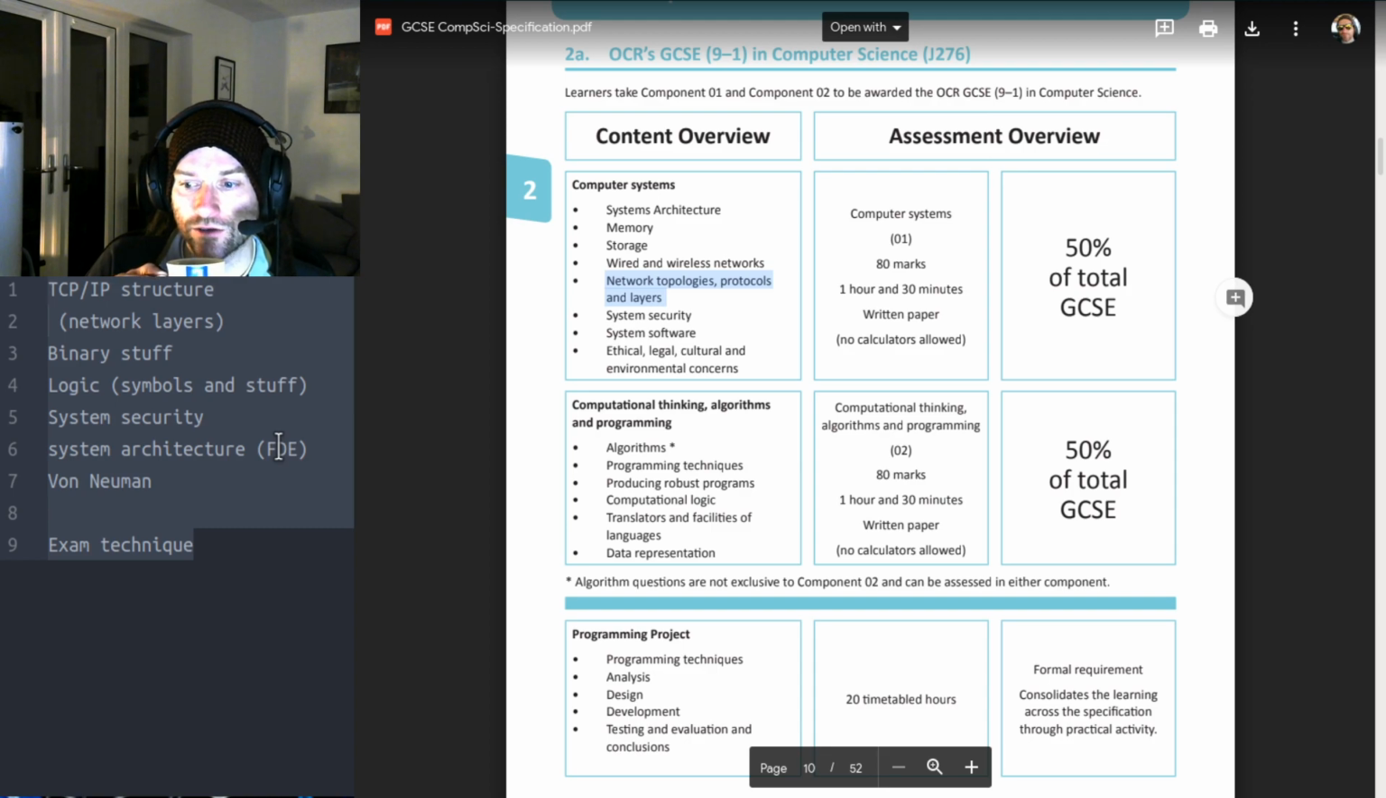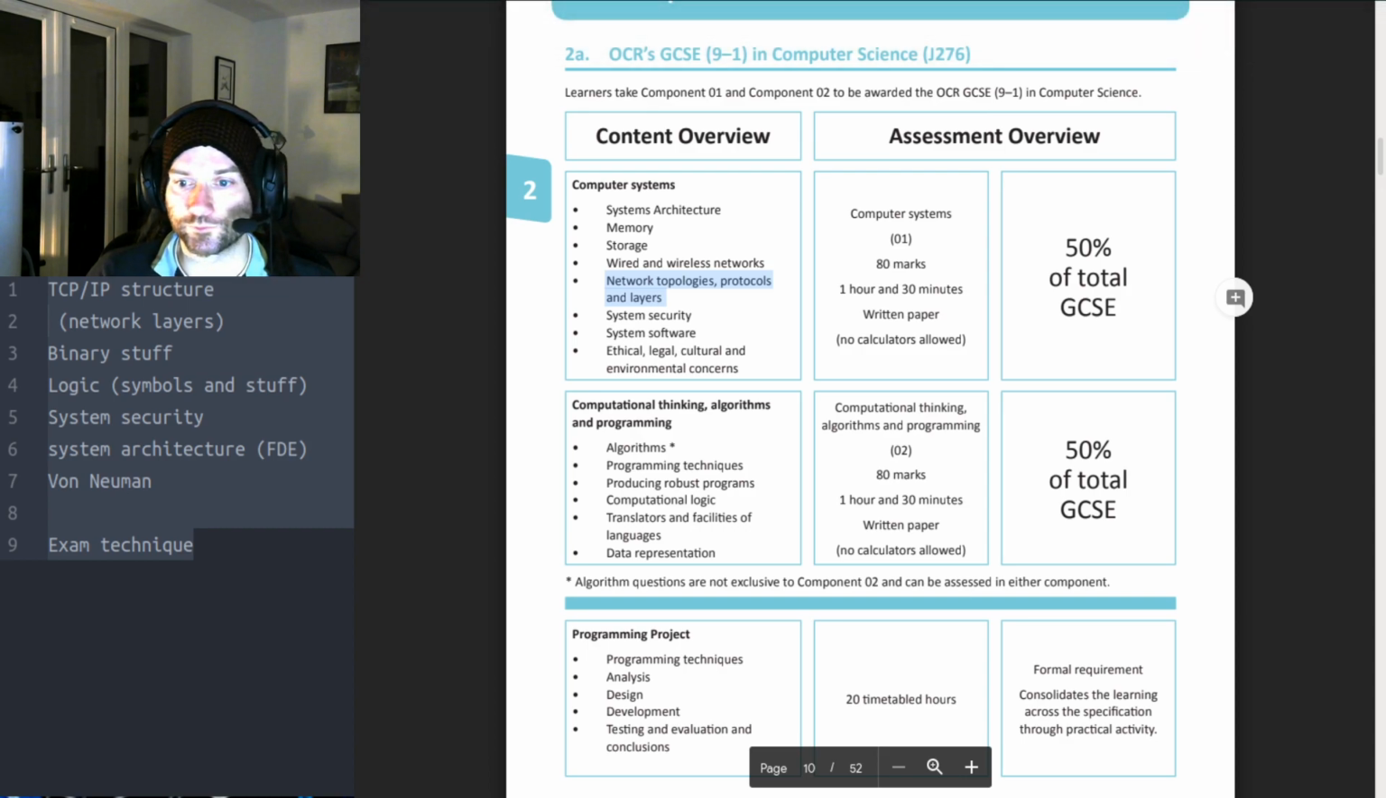So if there's any additional things that you want me to go over, let me know now so I can add them to my list. What did I say? TCP/IP, binary stuff, logic, systems, security, packet switching. Okay. I will cover packet switching when we do the TCP/IP structure. The level of understanding that you need for packet switching is pretty much limited to the network layers. You don't need to know the difference between packet switching and circuit switching. You just need to know basically what packet switching entails.